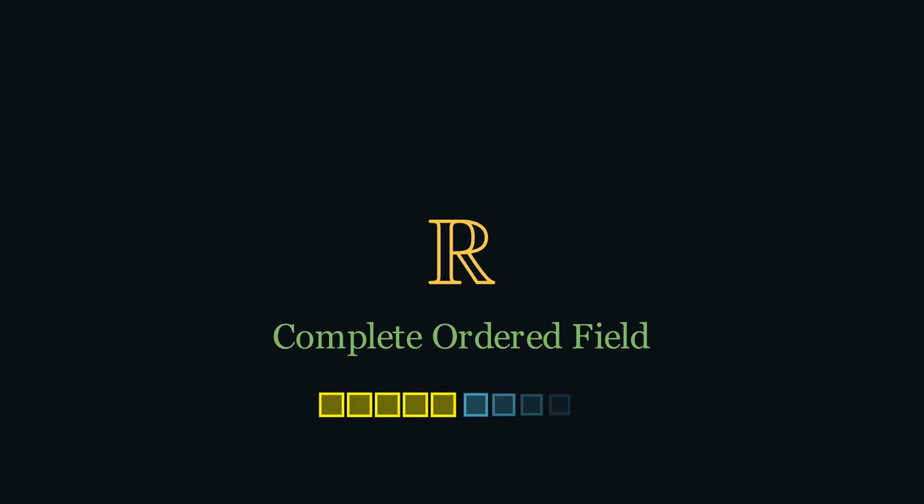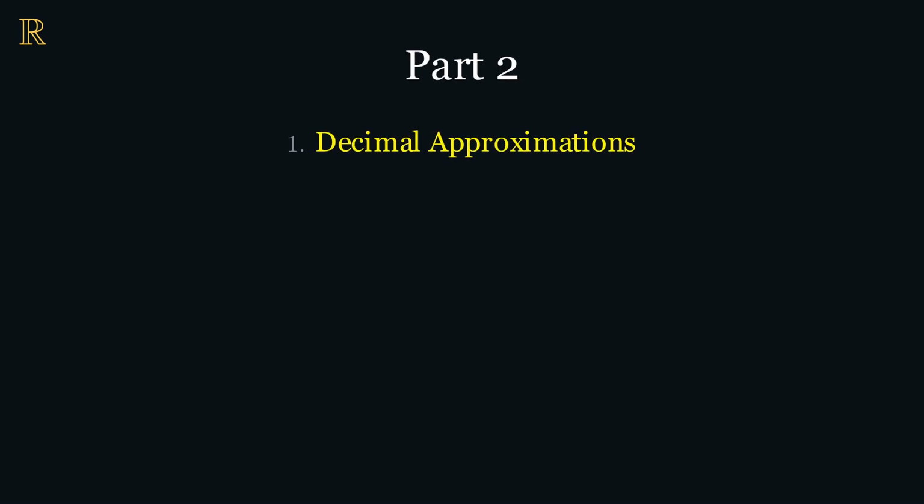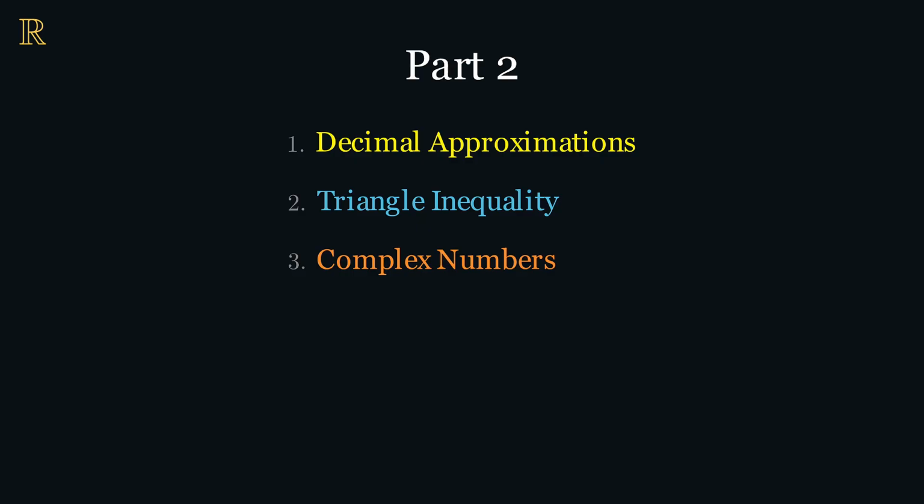In part 1, I showed you how we build the real numbers from 10 axioms. We found that the reals form a complete ordered field, and that completeness is what separates R from the rationals. We have the field. Now we need to get precise. We need to see how decimals approximate any real number. We'll work through the triangle inequality, one of the most used tools in analysis. And then we'll move into a new dimension, the complex numbers.